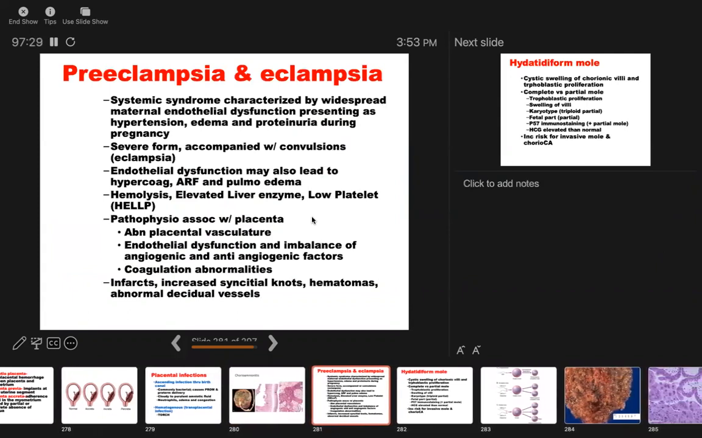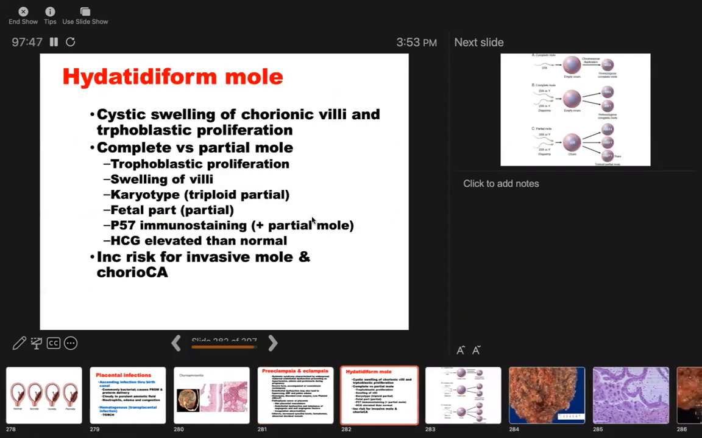Preeclampsia and eclampsia was described in the book, and the similarity is that they will usually present with proteinuria, hypertension, and edema. When you have eclampsia, usually your patient will have neurologic manifestations like seizures. Now, let's go to H-mole.